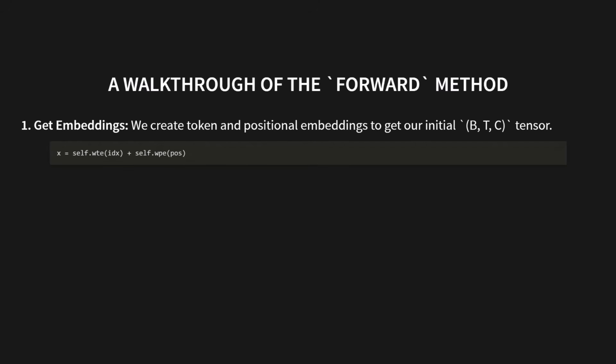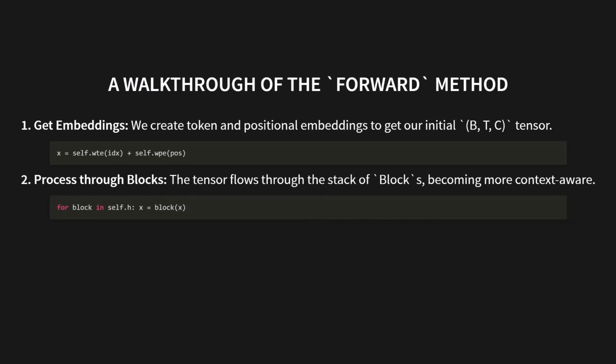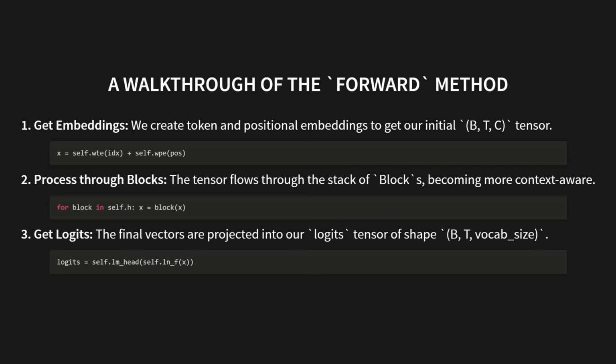Let's do a quick walkthrough of the forward method up to this point. First, we get our embeddings. We create token and positional embeddings to get our initial B, T, C tensor. We've covered this: x = self.wte(idx) + self.wpe(pos). Second, we process it through the blocks. The tensor flows through the stack of transformer blocks, becoming more and more context aware: for block in self.h: x = block(x). Third, we get the logits. The final vectors are projected into our logits tensor, which has a shape of B, T, vocab_size.